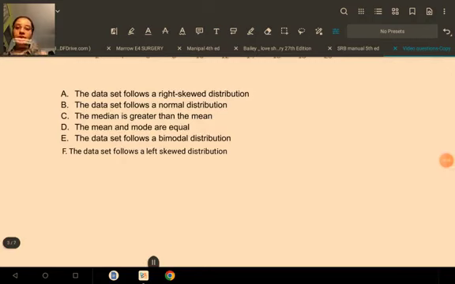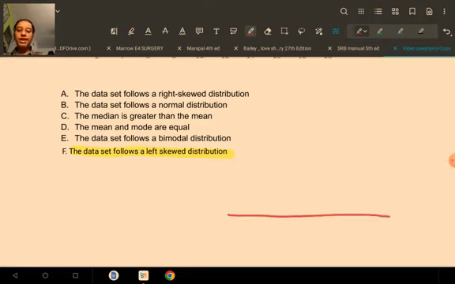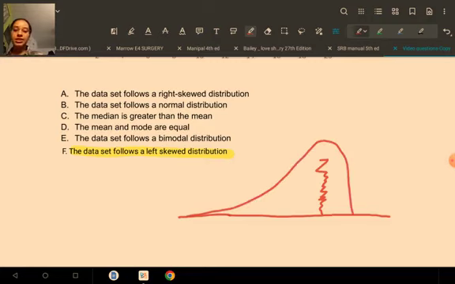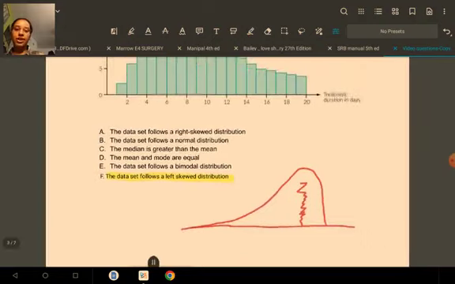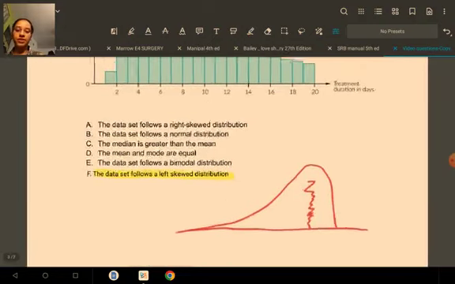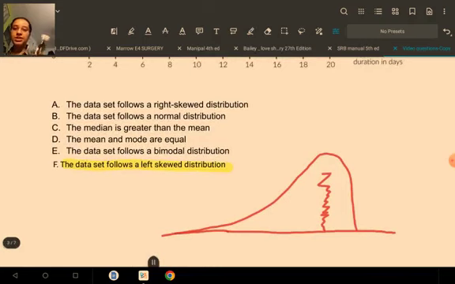So let's take a look at this option here. The data set follows a left skewed distribution. Now if the data set was following a left skewed distribution, the cluster would be on the right side. Like most of the data would be here, on the right side, and there would be a tail on the left side. When we say the data is skewed in a particular direction, we mean to say that the tail is on that side. So it would look something like this, but our data does not look like this, right? It's the exact opposite of that, in fact. So this statement is not correct.